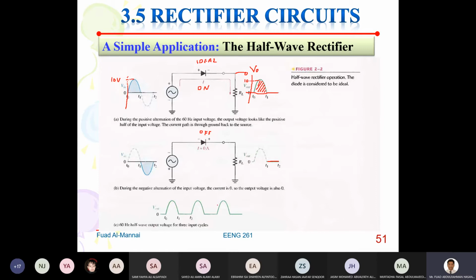So this one here, we call that half-wave rectifier. Why? It's because we only rectify 50% of the cycle. The other half is wasted. Remember, this is half-wave rectifier. Any questions?